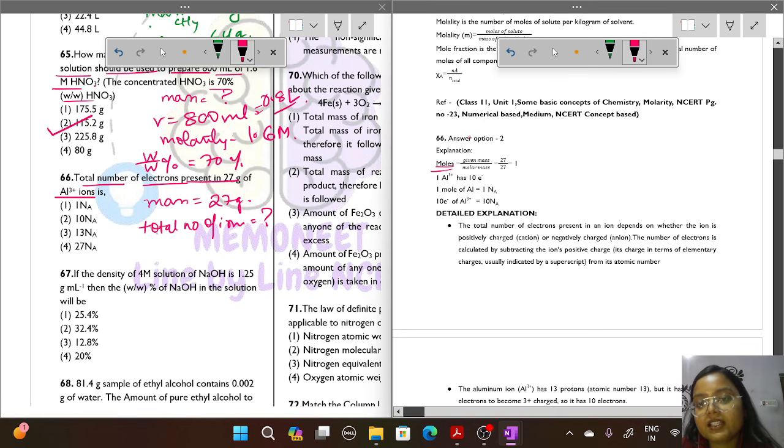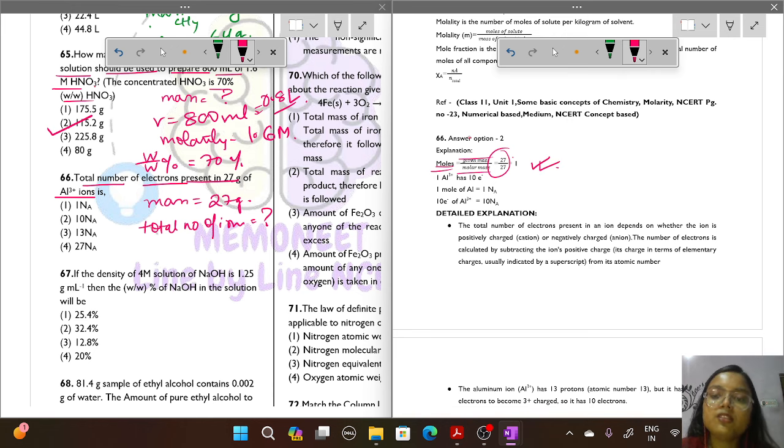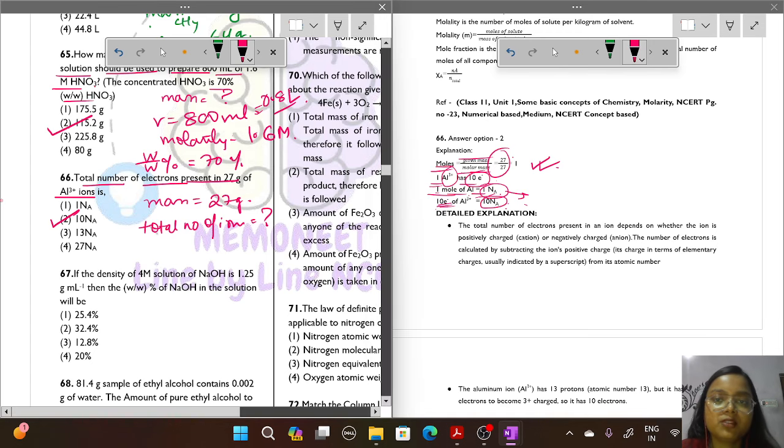So moles is given mass by molar mass, which is 27 by 27, which means 1 mole of aluminium. So 1 mole of Al plus 3 has how many electrons? It will have 10 electrons, you can calculate this. 1 mole of aluminium will have 1 Na, 1 Avogadro number. So 10 electrons will have 10 Na. So simply the answer would be option number 2.